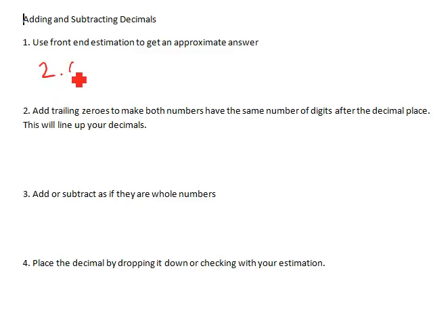And these are the steps for adding and subtracting decimals. Use front-end estimation to get an approximate answer. So something like 2.038 plus 1.4. I can get an approximate answer by using front-end estimation of 3. Don't forget, you're just looking at the numbers to the left of the decimal, and that's it. That's the 2 and the 1.